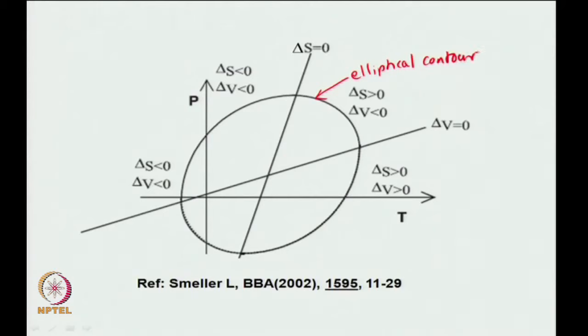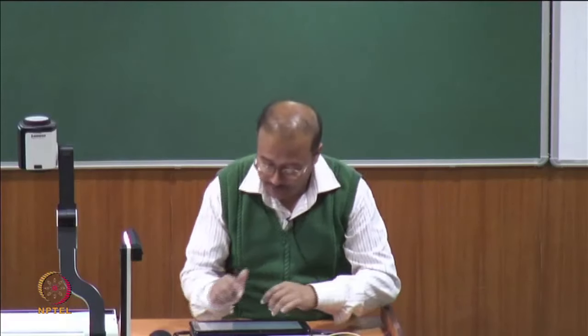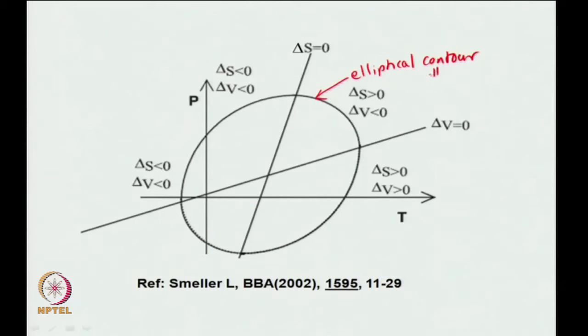So this is the elliptical contour, okay. Now what does this elliptical contour mean? I will come back to it later again, but what it means is that along the surface, or along the perimeter of this ellipse, your delta G is constant. Along this elliptical contour your delta G is constant, right.